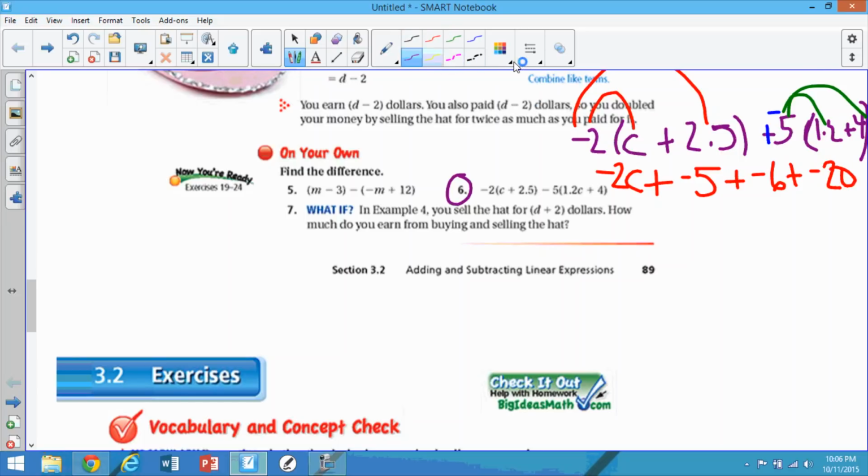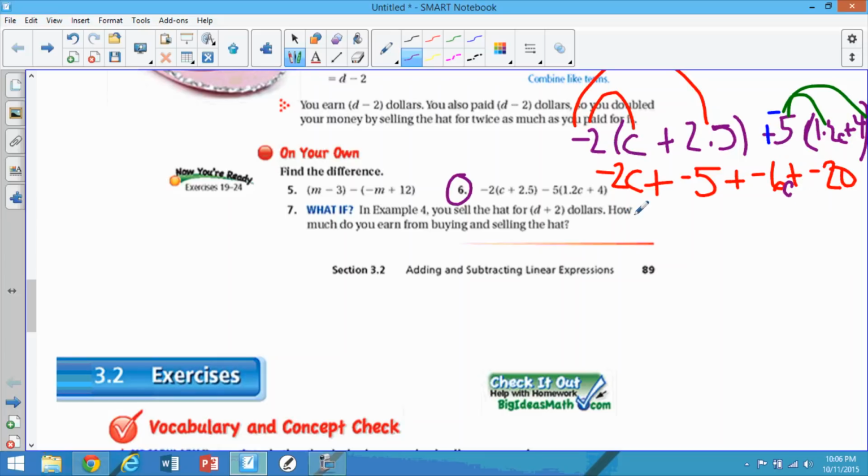Oh, and look, I also forgot something. Did anybody notice what I forgot? I forgot to put my c here. There should be a c here. There we go. So it's -2c plus -5 plus -6c plus a -20.